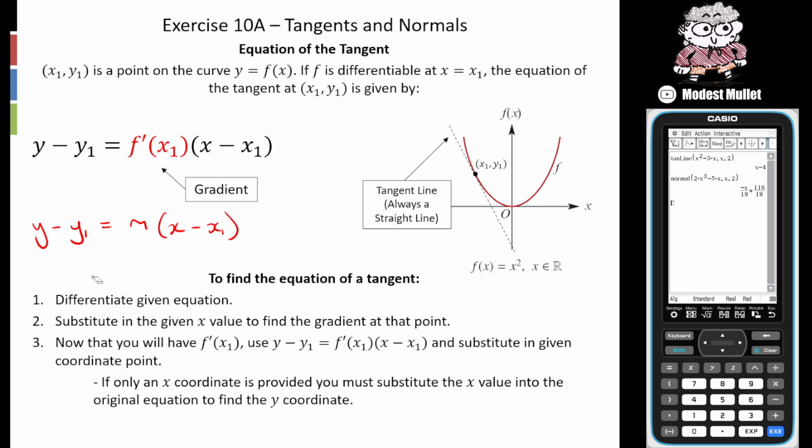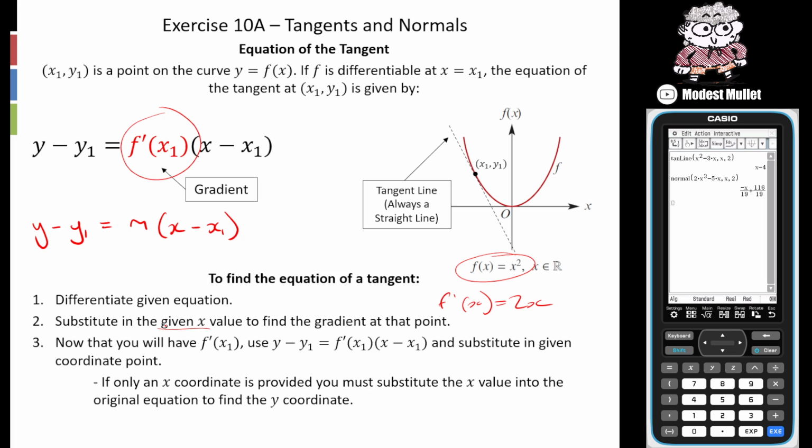So when we want to find the equation of a tangent, well, we can find the gradient of that tangent using the derivative. So if you're ever asked to find the equation of a tangent, we go through three steps. First off, you want to differentiate the initial equation you're given. So in this case, we were given f of x is equal to x squared. So you want to differentiate that. So we'd get f dash of x is equal to 2x.